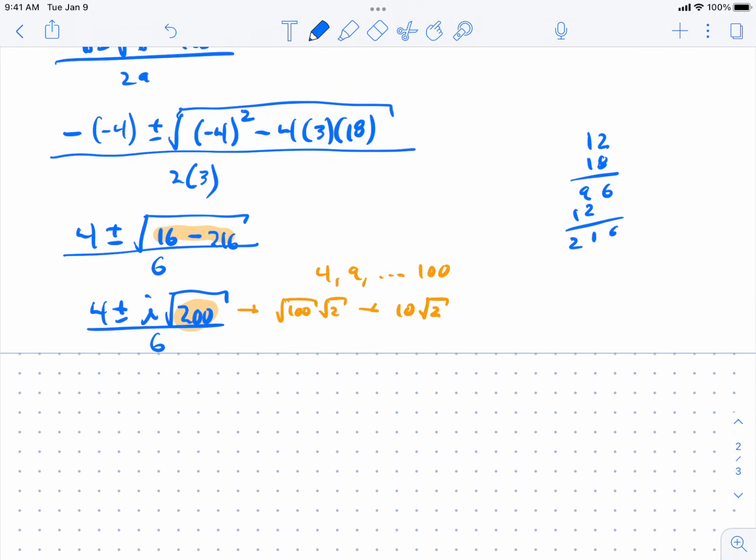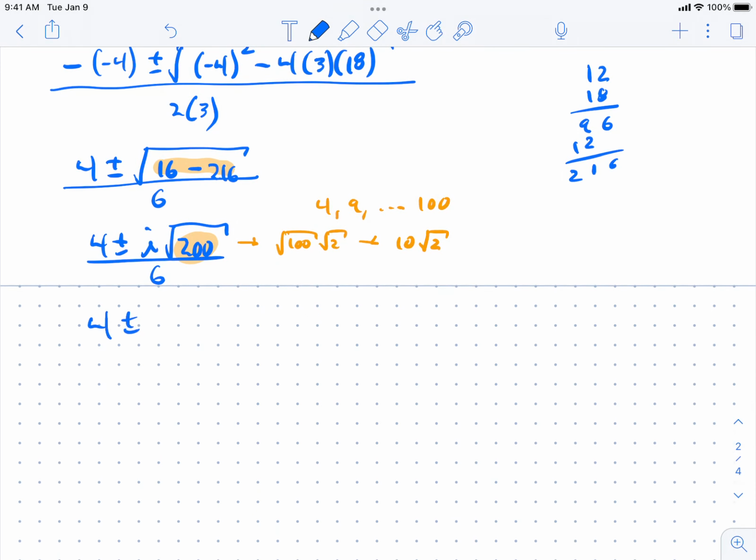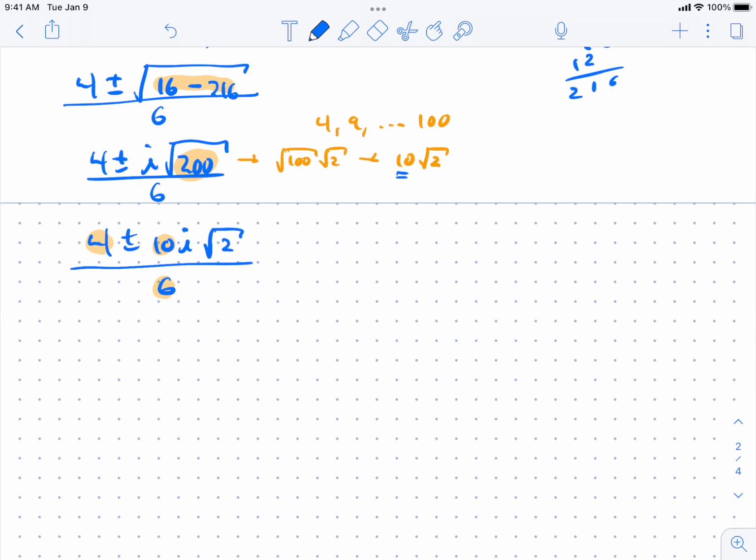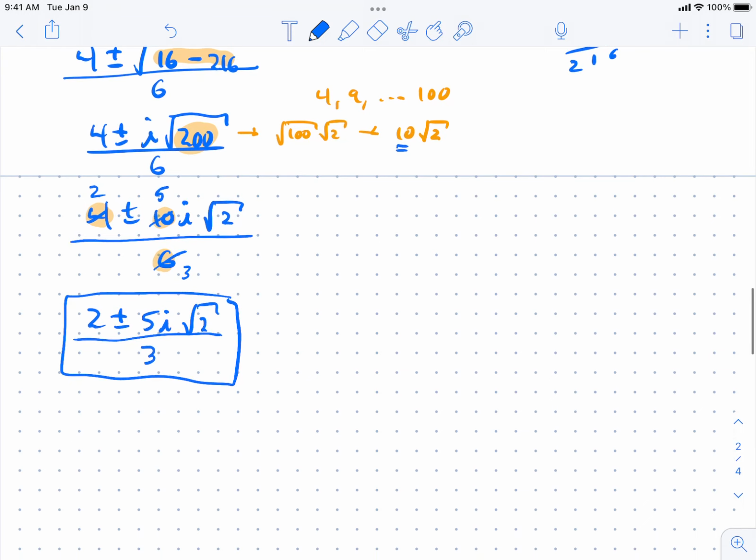So, okay, cool. What do I got here? I got 4 plus or minus. And now the 10's coming out. I'll put it in front of the i. And then I'll have my radical 2 here at the end, all over 6. And finally, we can cancel now because we have the ability to cancel everywhere. So I'm canceling 2's. 2 goes into 4 2 times. 2 goes into 10 5 times. 2 goes into 6 3 times. So what have I got? I've got 2 plus or minus 5i radical 2 all over 3. There's my solutions right there.